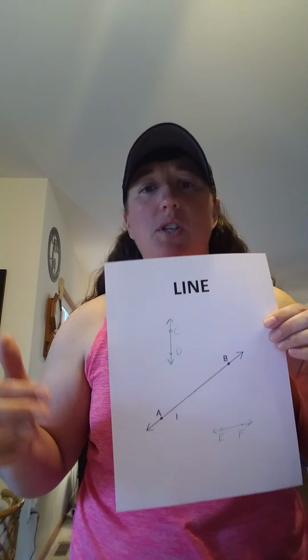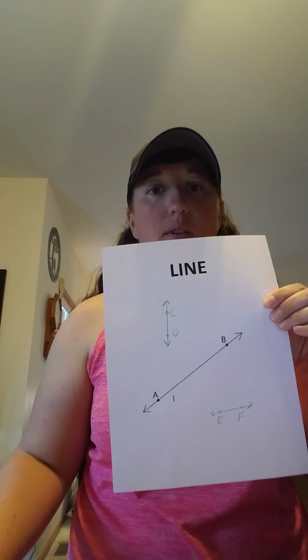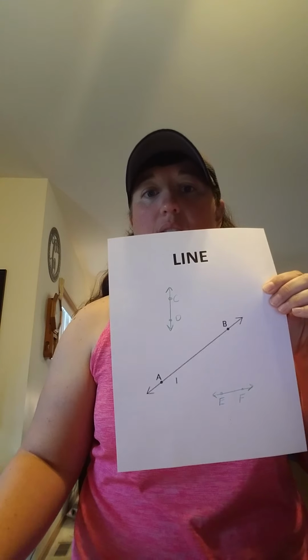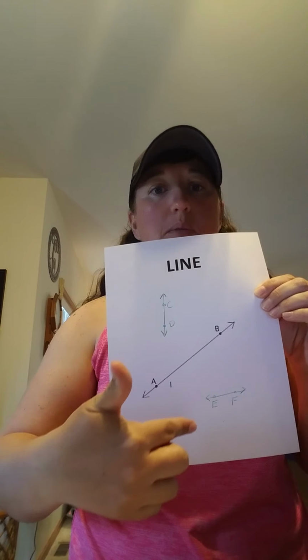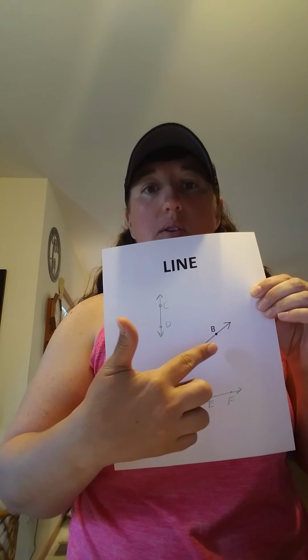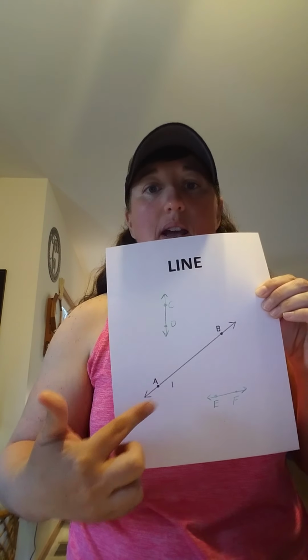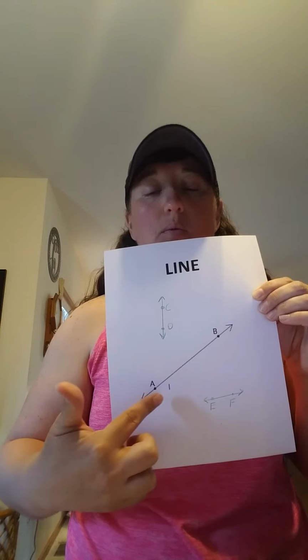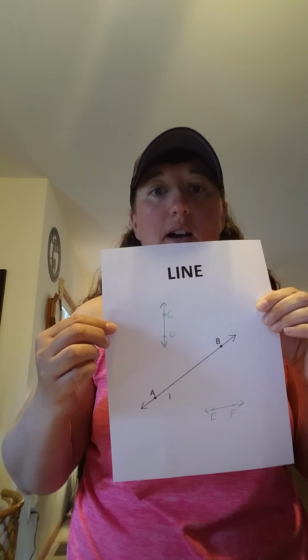A line. There was some confusion I noticed in your exit slips on Wednesday about lines. Lines can go in any direction. They don't have to be horizontal. They can be vertical. They can be diagonal. Also, you can name them AB or BA. It doesn't matter what direction you start with when you're naming your line.